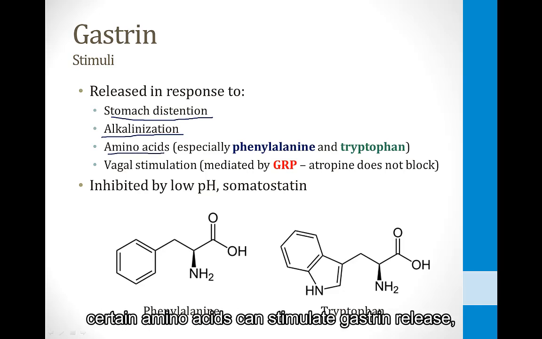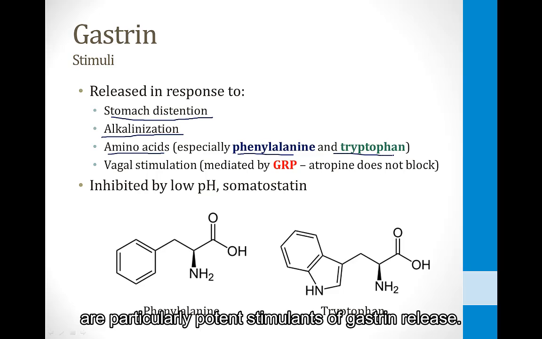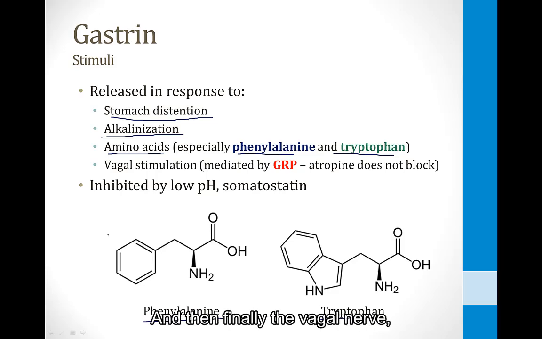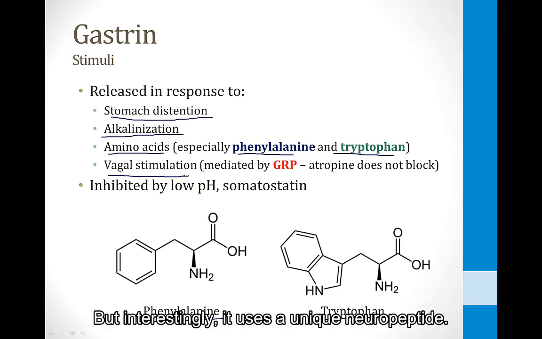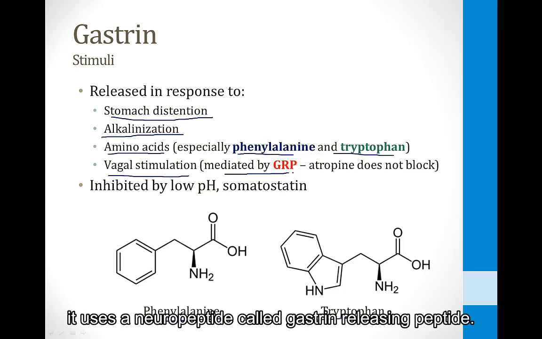Certain amino acids can stimulate gastrin release. Phenylalanine and tryptophan are particularly potent stimulants of gastrin release. I've shown their structure on the screen here to remind you that these two are very important. And then finally, the vagal nerve can stimulate gastrin release, but interestingly, it uses a unique neuropeptide. It does not use acetylcholine. It uses a neuropeptide called gastrin-releasing peptide.